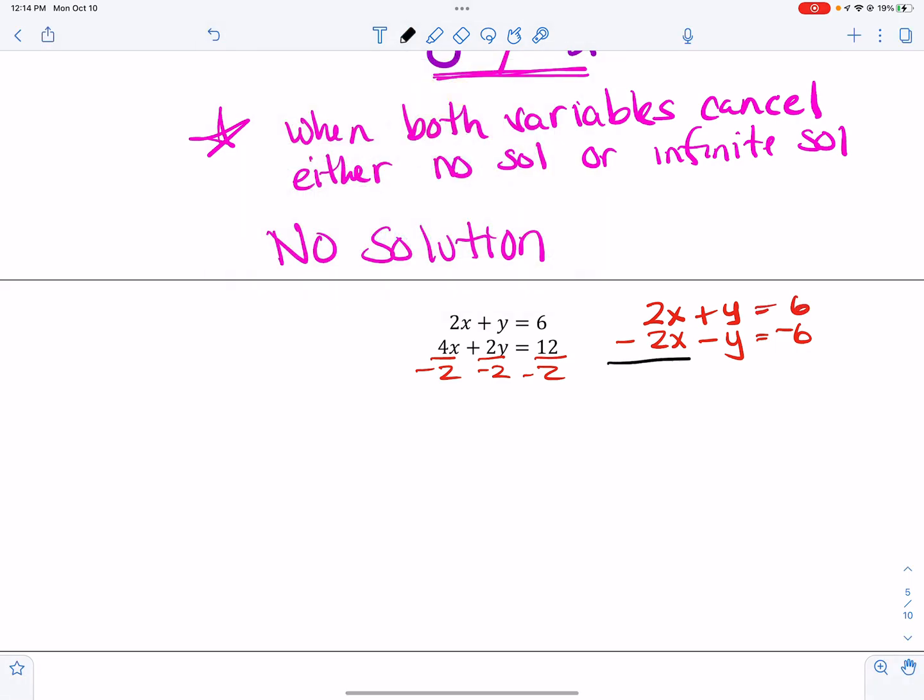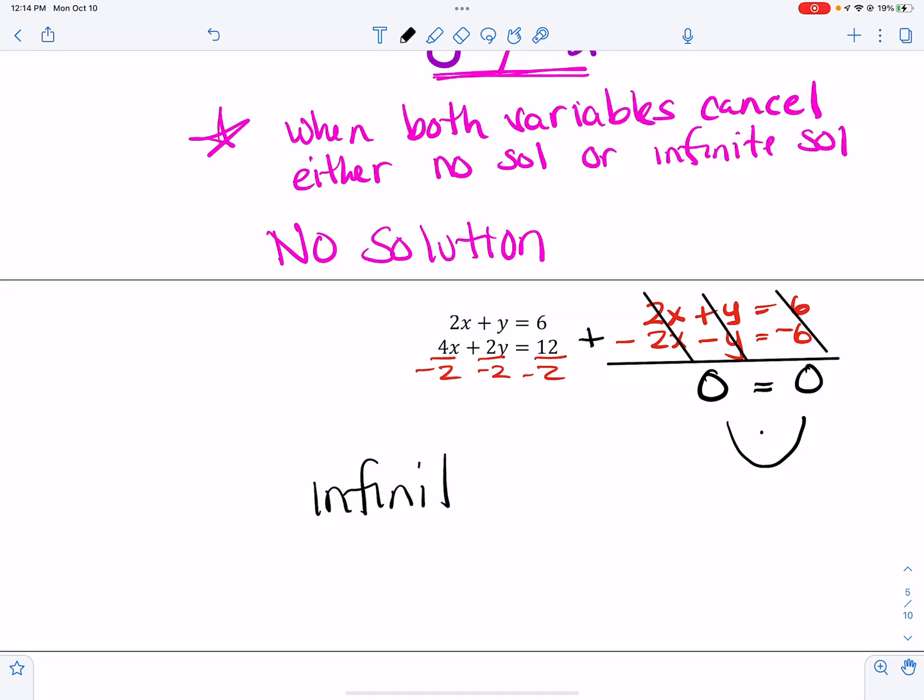And when you add these two equations together, the x's cancel, the y's cancel, and so that gives you 0 on the left, and 6 minus 6 is also 0. And so that is a true statement. So we have infinite solutions. You would get the same thing if you decided not to divide. So I tend to do this.